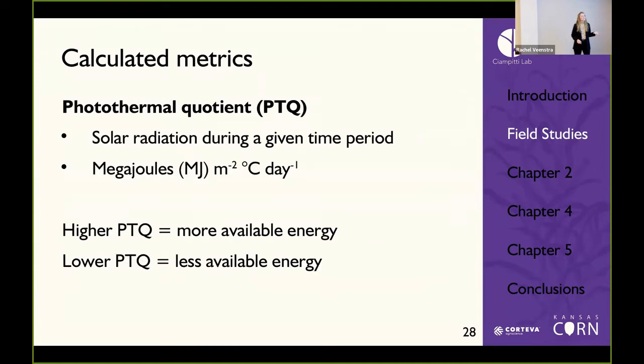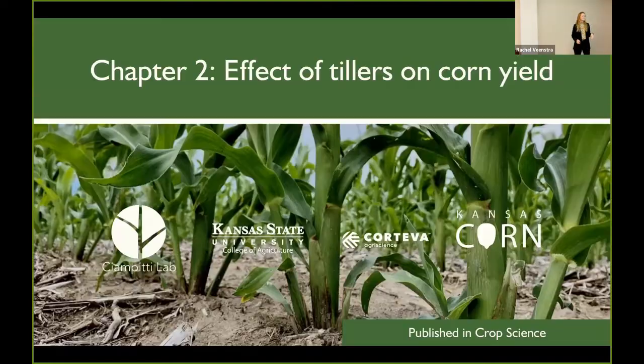And then one that may be less familiar for some of us, the photothermal quotient, is essentially a measure of solar radiation over a given time period. And in our case, that would be megajoules per square meter per degree day. The basics of this is if you have a higher photothermal quotient, you're going to have more energy available to that plant during a given time period, and the opposite if you have a lower photothermal quotient.